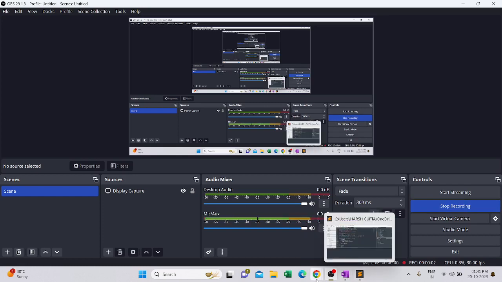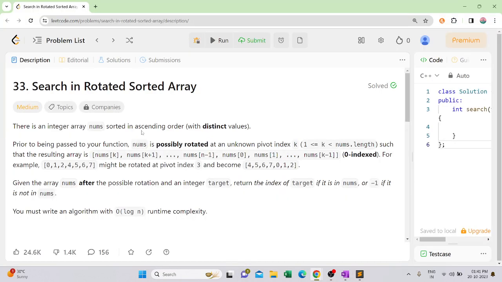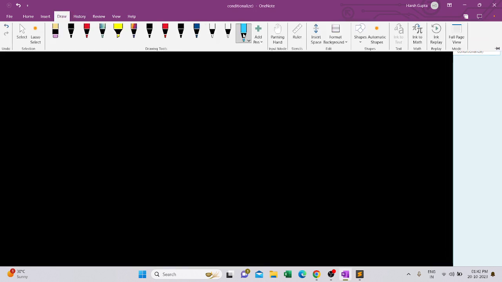Hello everyone. In this video, we are going to discuss the question search in rotated sorted array. Before this, we have done the question of finding the minimum in the rotated sorted array. And if you follow the thing which I told in that video, you can solve this question also. In this question, instead of finding the minimum value, we need to find the target value in this rotated sorted array.